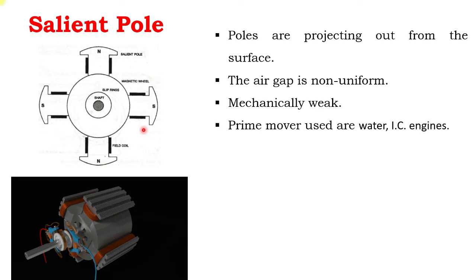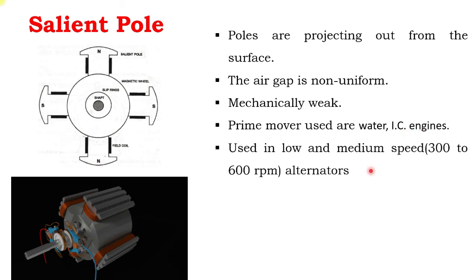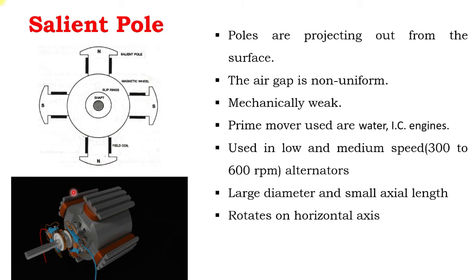Prime movers used are water turbines or internal combustion engines. This kind of pole is usually preferred for low and medium speed. You can see here the speed ranges from 300 to 600 rpm. Here this has a large diameter and small axial length. This is the axial length, small axial length, but it has a very large diameter. And this kind of pole is used for horizontal axis operation.